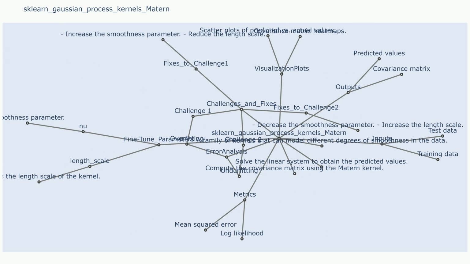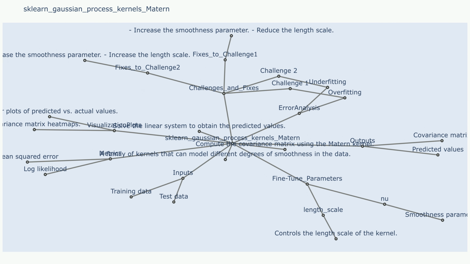Outputs: a covariance matrix of shape (n_samples, n_samples), representing the pairwise covariances between the input data points. A predicted output value for a new input data point, along with the associated uncertainty variance.